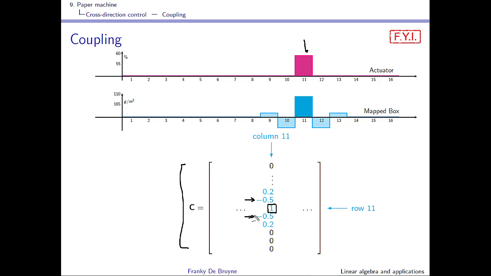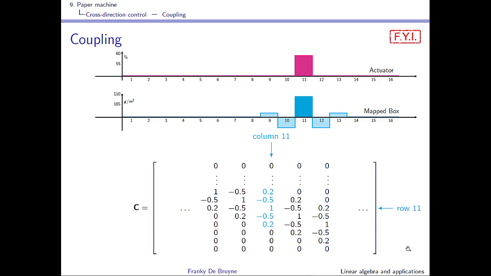This is the coupling effect. Actuator 11 has an influence also on neighboring mapped boxes. And then you see that actuator 11 also leads to an increase of 2 grams per square meter in the mapped boxes 9 and 13, and this leads to these gains here, 0.2 over here. You see that actuator 11 does not have any other influence on other mapped boxes, so this explains the zeros that you see over here.